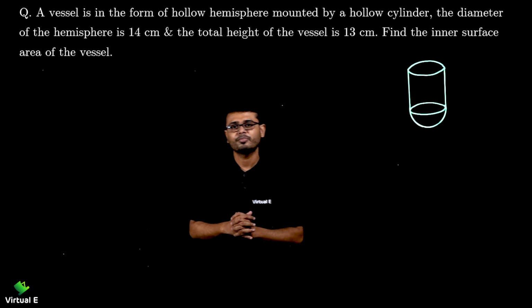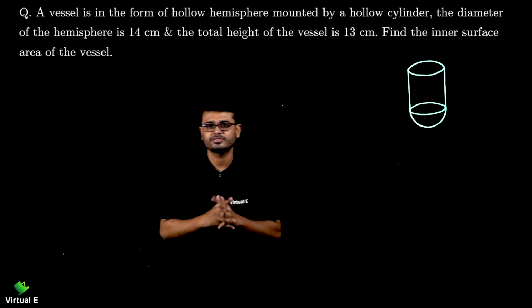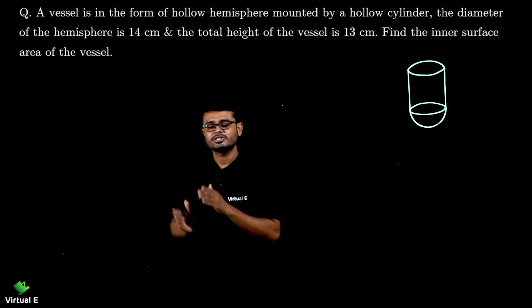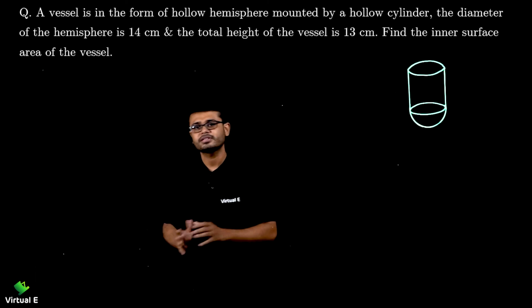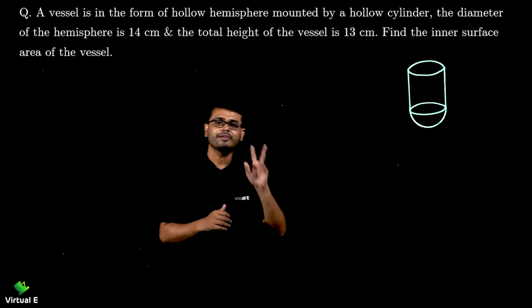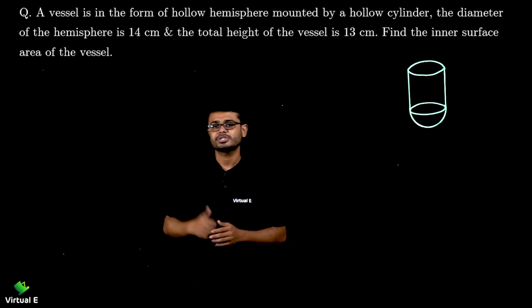So let's discuss one more problem, which is a combination of shapes. So far we learned that there was a cube, there was a cuboid. From cube we make cuboid, right? Here it is something different. You have two different shapes. Let's read the question first.